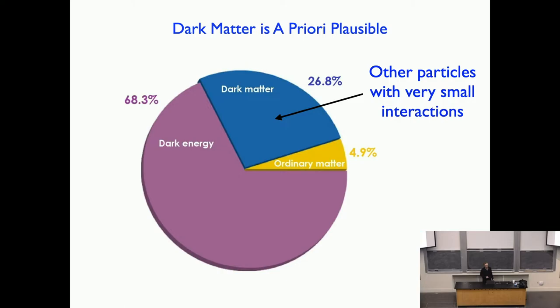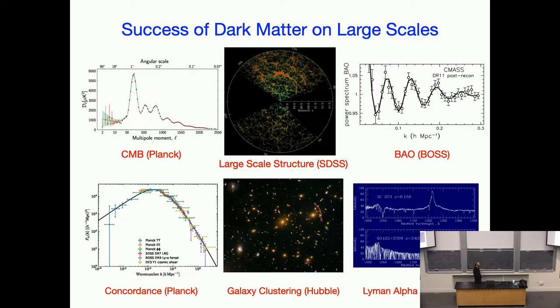We have no good reason to think that they just simply should not be there in the first place. And of course, we back that up with real evidence. On large scales, there's tremendous evidence for dark matter, from cosmic microwave background, large-scale structure, baryon acoustic oscillations, Lyman alpha forest, galaxy clustering, and they put together a so-called concordance model where the data fits together very nicely.